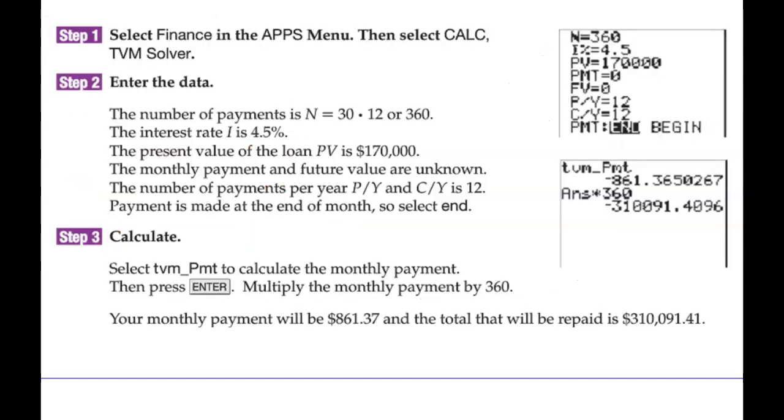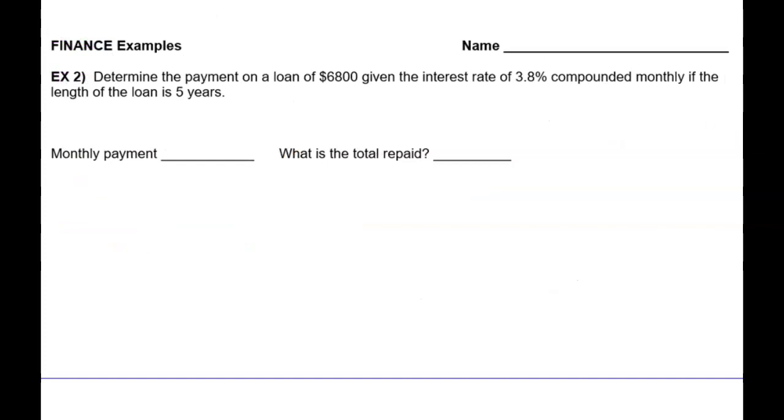All right. We are going to go down to example 2. Is this one on the sheet I gave you today, or that you picked up in the back of the room? Okay. This might apply more to your life. Okay, right now, determine the payment on a loan of $6,800 given 3.8% compounded monthly if the loan is for 5 years. So you went out and bought a used car for $6,800. That sound like something you might do?